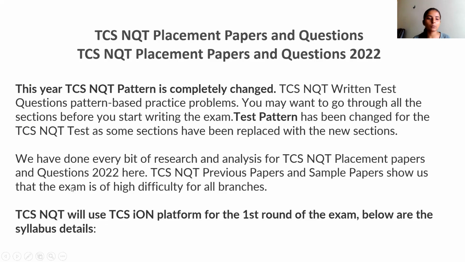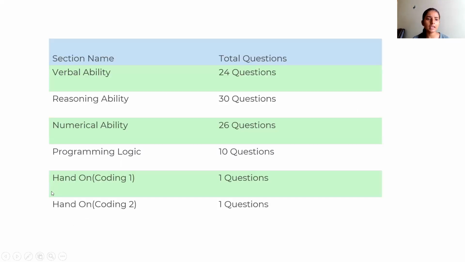So let's discuss what those sections are and what has been added to the new syllabus. We have done every bit of research and analysis for TCS NQT placement papers and questions for 2022 batches. TCS NQT previous papers and sample papers show us that the exam is of high difficulty for all branches. TCS NQT will use the TCS ION platform for the first round of the exam. So for the 2022 batches, TCS is going to use the TCS ION platform for conducting the first round of the examination.